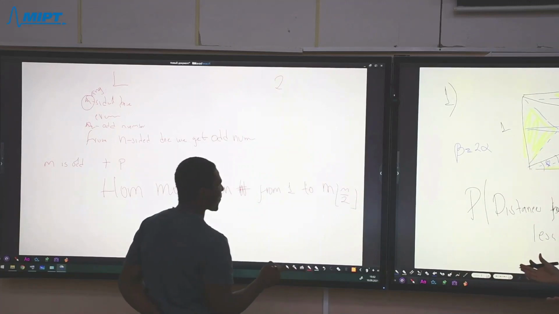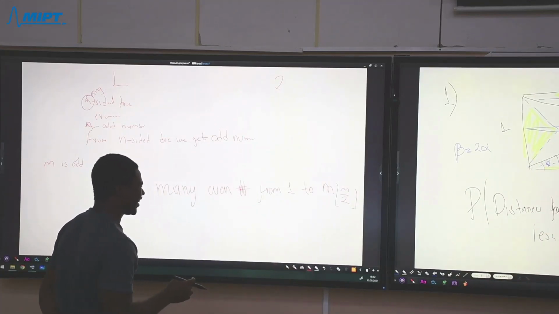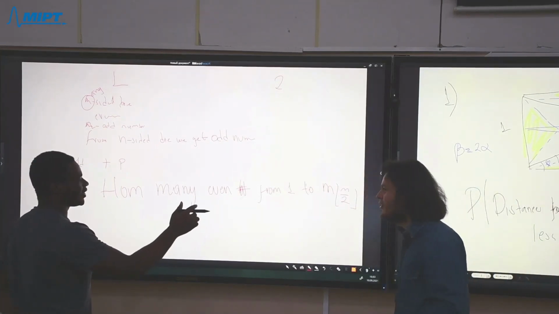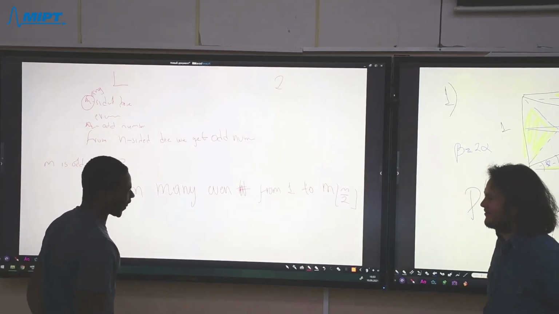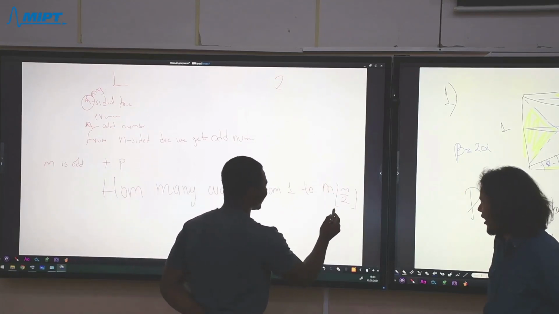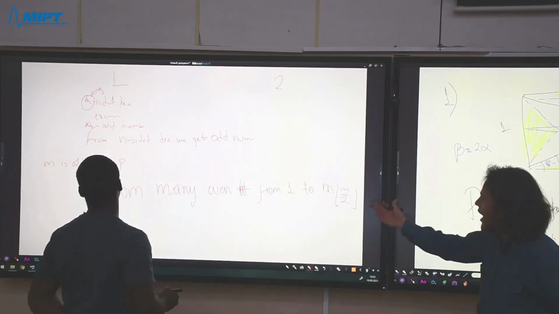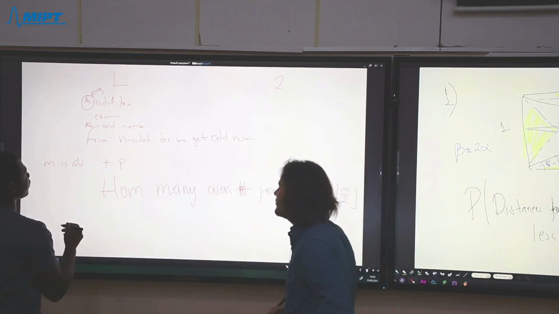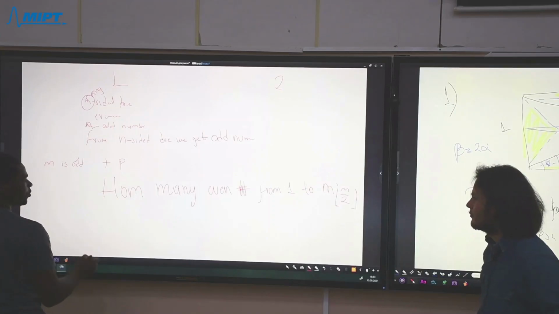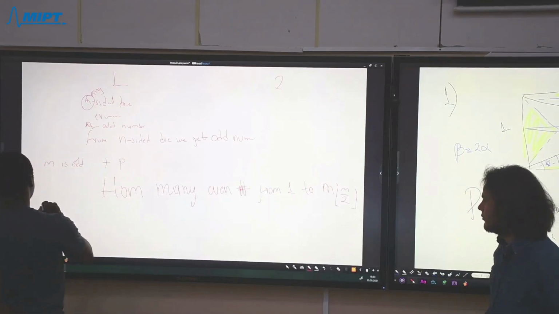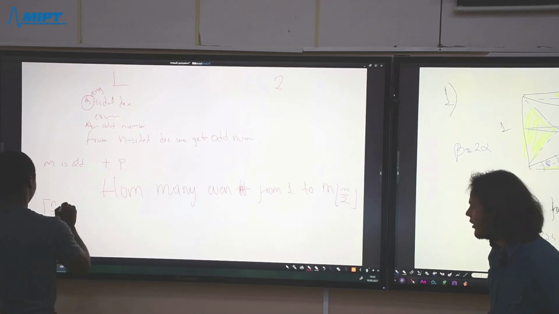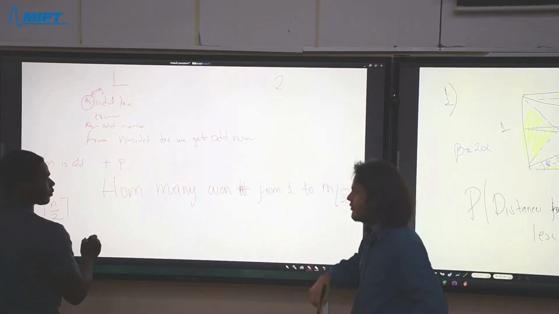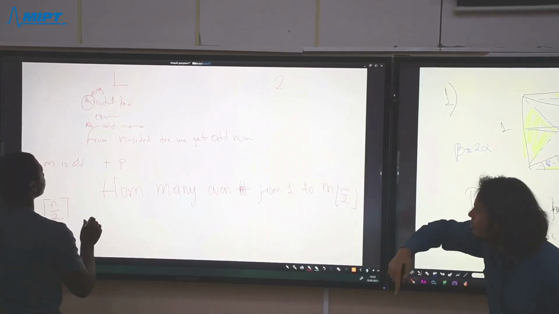That's it, you have a number. So the number of even numbers is floor of m over 2. Now, how many odd numbers do we have from 1 to n? That one will be ceiling of n over 2. Right. So what's the probability that in this case we get an even number and an odd number?